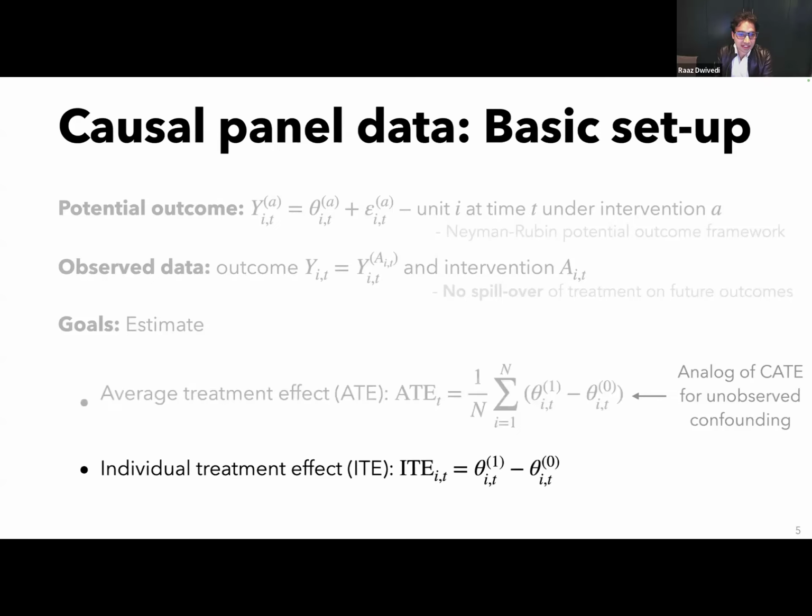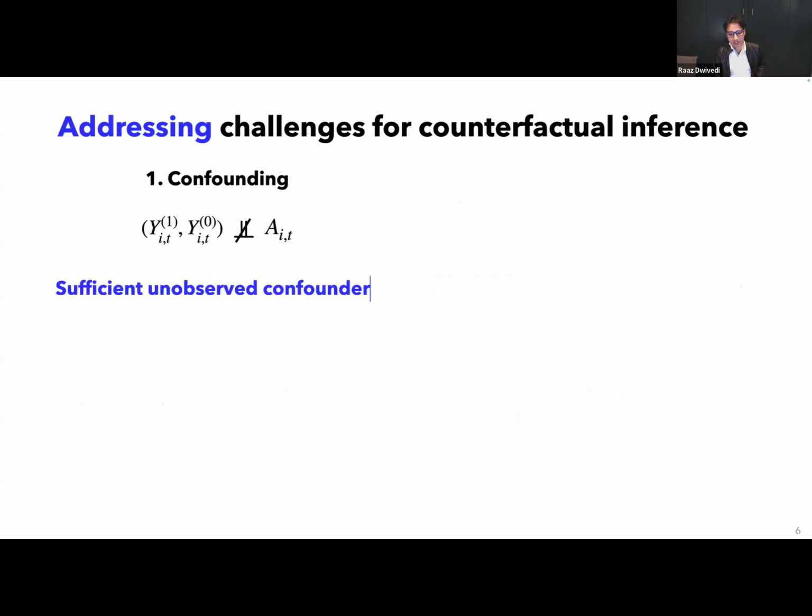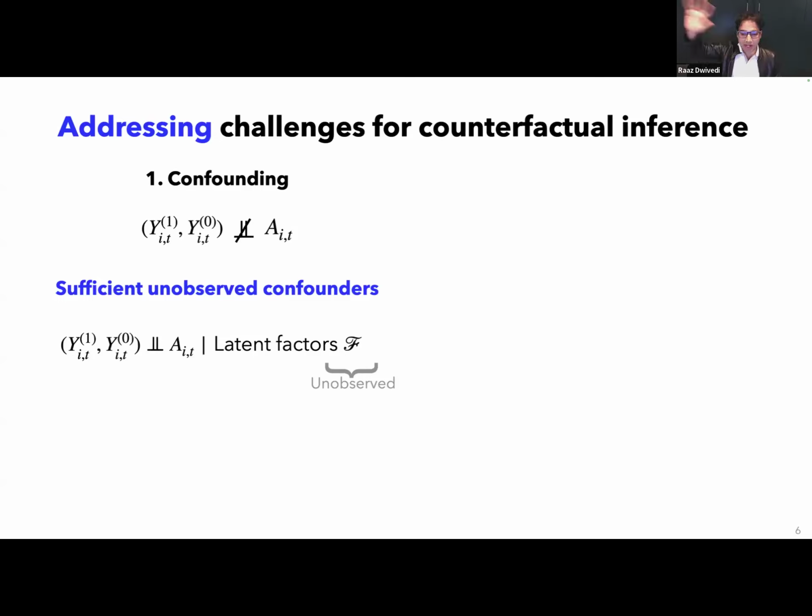And we might also be interested in, can you do individual level treatment effect? That is, what would happen to a particular user's outcome at a particular time under different interventions. So given this setup, there are some fundamental challenges that we have to address head on. One is the standard one in causal inference, confounding. That is, the potential outcomes and the interventions may not be independent. And today, we'll be dealing with unobserved confounding, and we'll make the assumption that the potential outcomes are independent of the interventions, conditioned on a sufficient collection of unobserved variables that we'll keep calling latent factors.